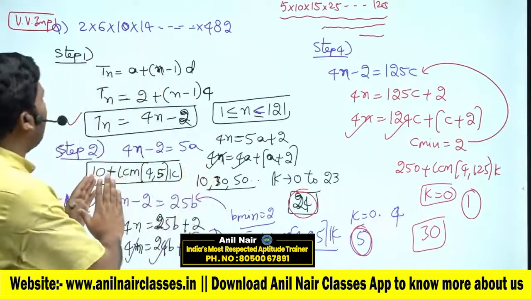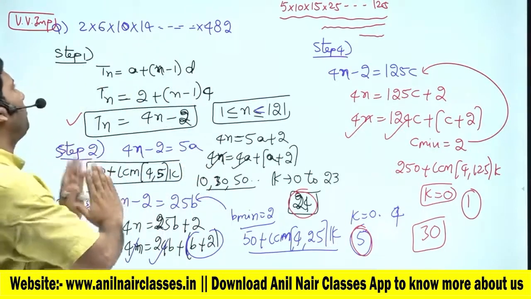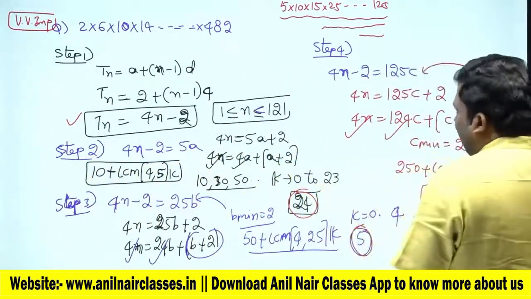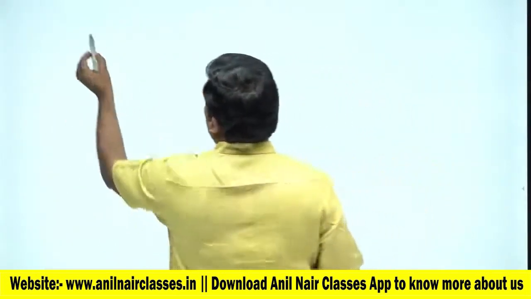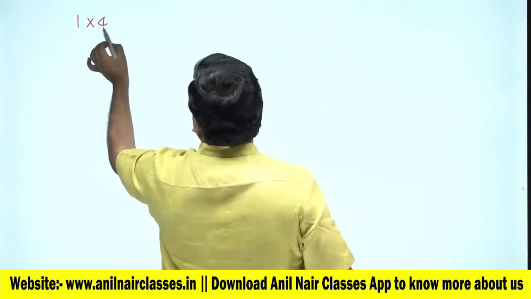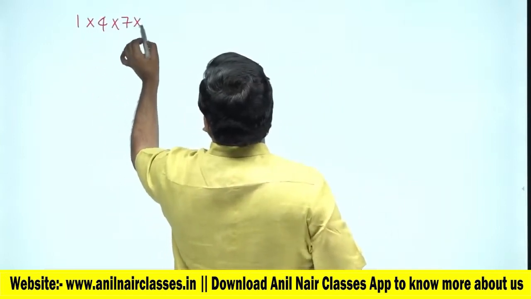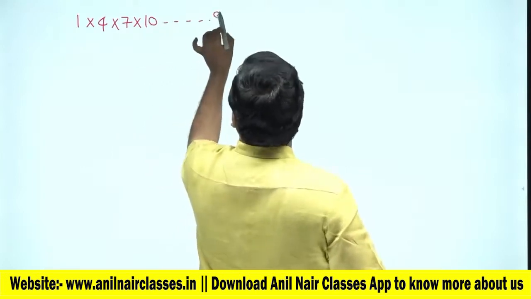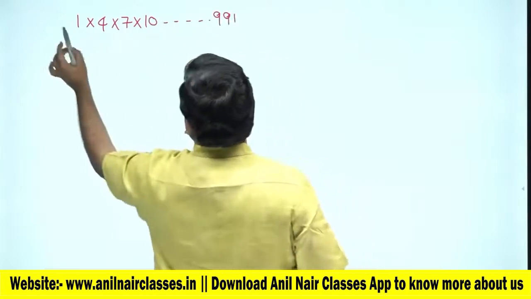Very, very important CAT model question. Please put a star mark and try to solve it. It's a take-home question, try to do it on your own. 1 into 4 into 7 into 10 and so on up to 991. A practice question for you.